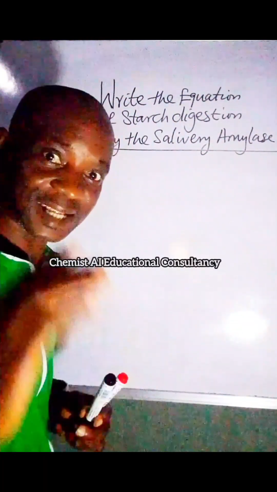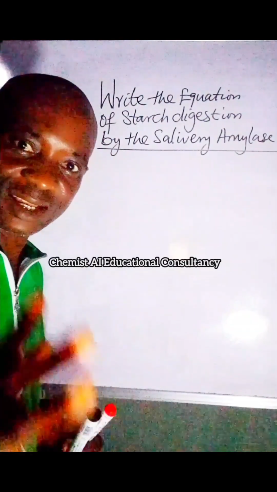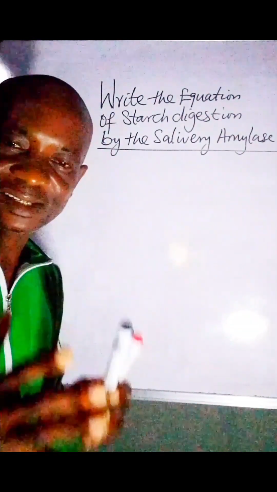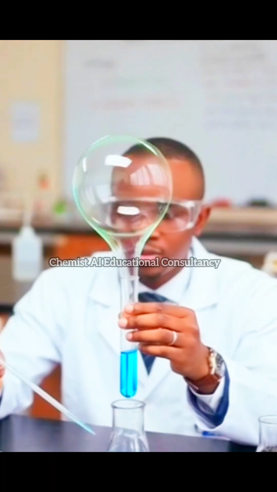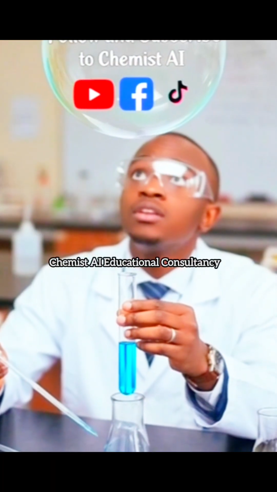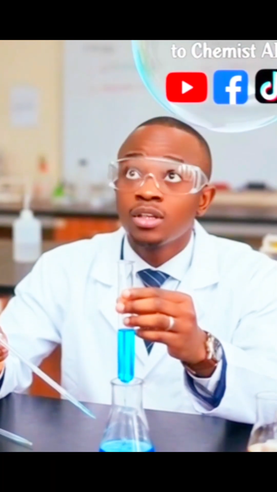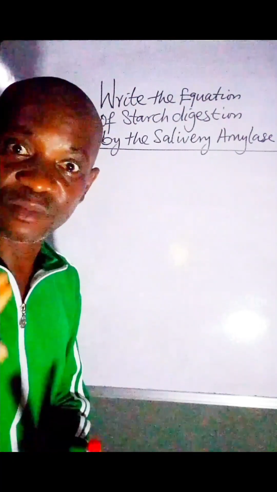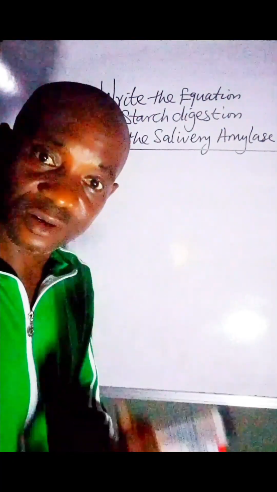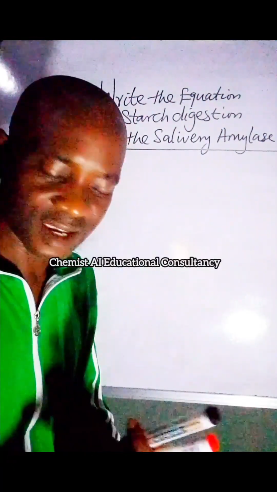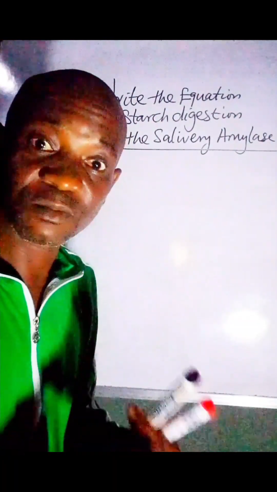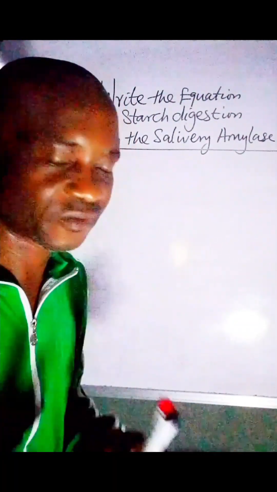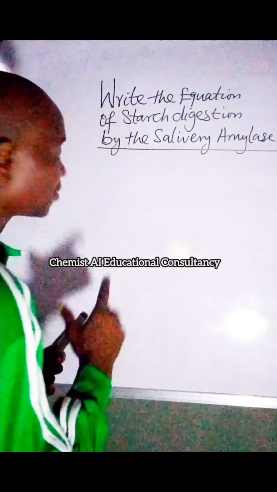Now sit back as I write the chemical equation of starch hydrolysis in the presence of amylase. Before we start, we must know three formulae: the formula for glucose, the formula for starch, and the formula for what starch is converted to, which is maltose, in the presence of amylase.